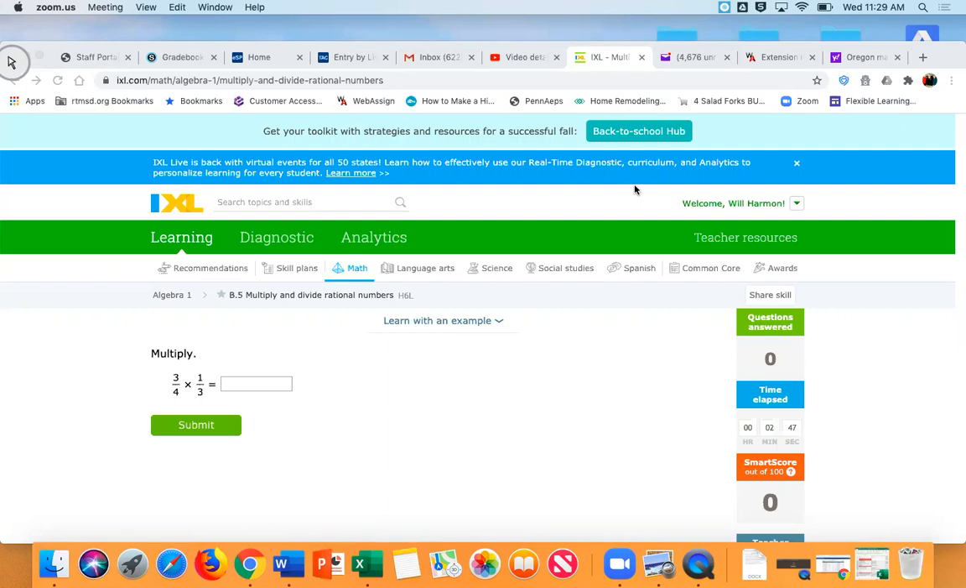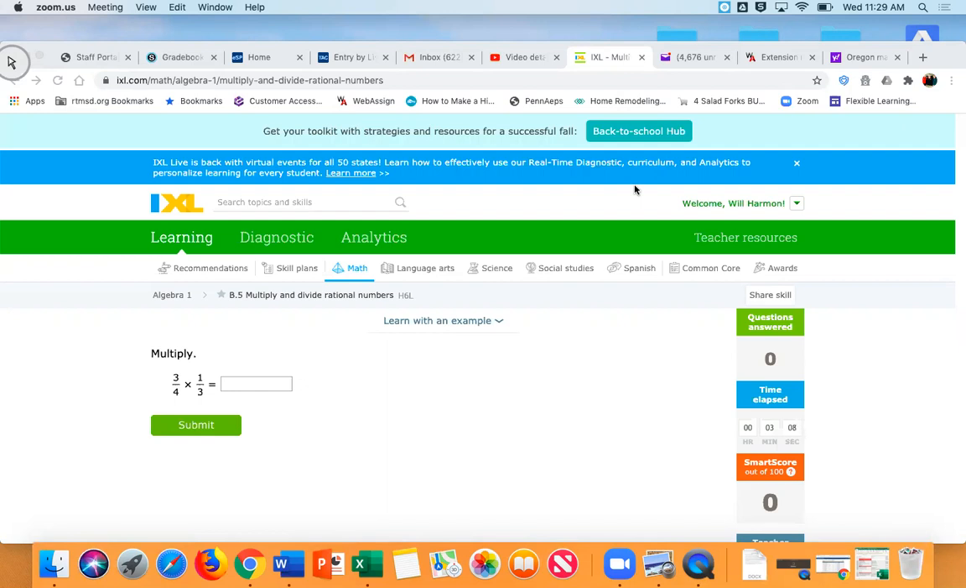Algebra B5, multiply and divide rational numbers. So rational numbers are fractions. Any number that can be put in a fraction. That could be a whole number. That could be a negative number. It could be a decimal that repeats or terminates, or it could be a fraction. All of those are rational numbers.